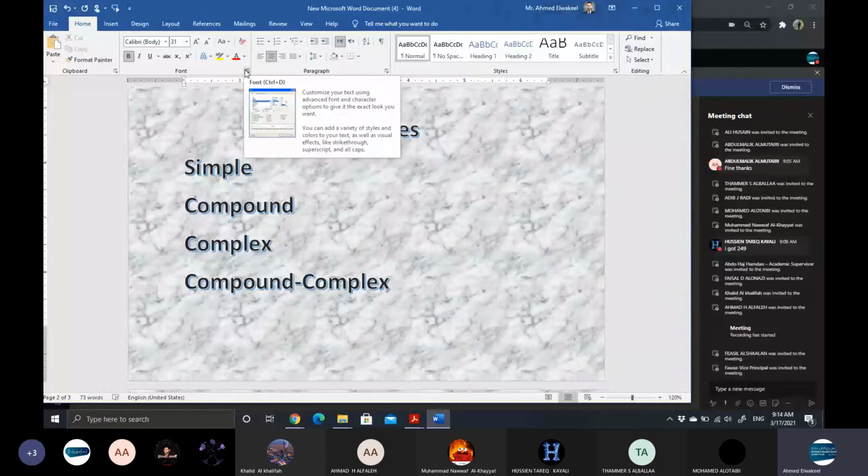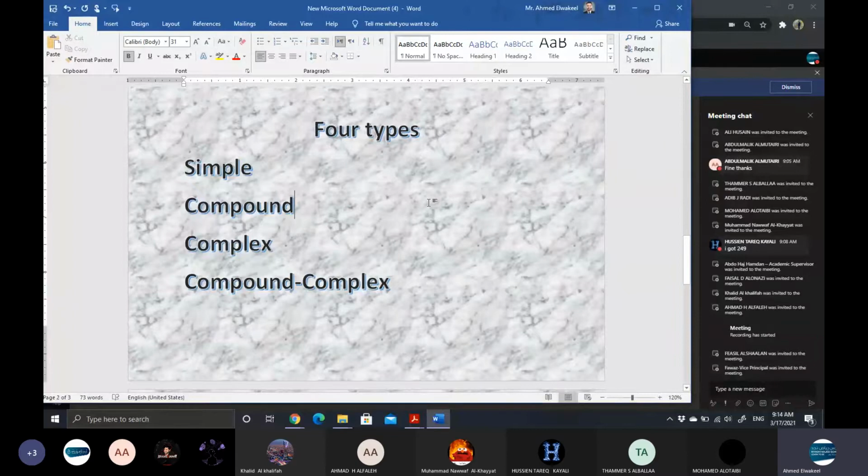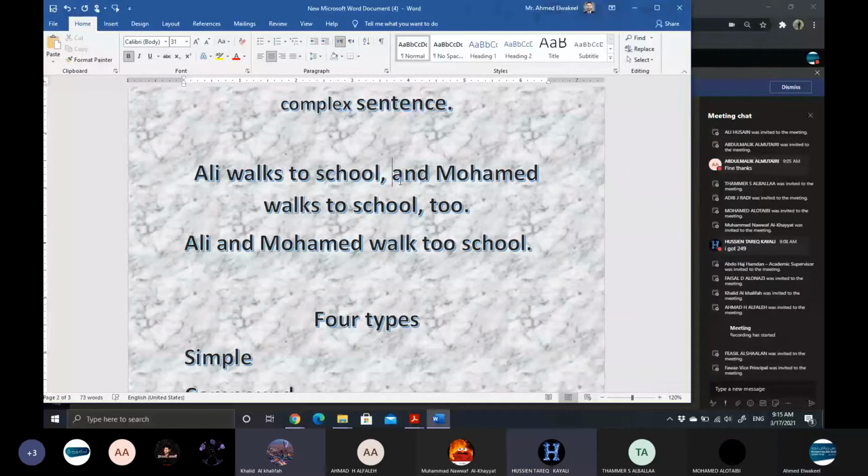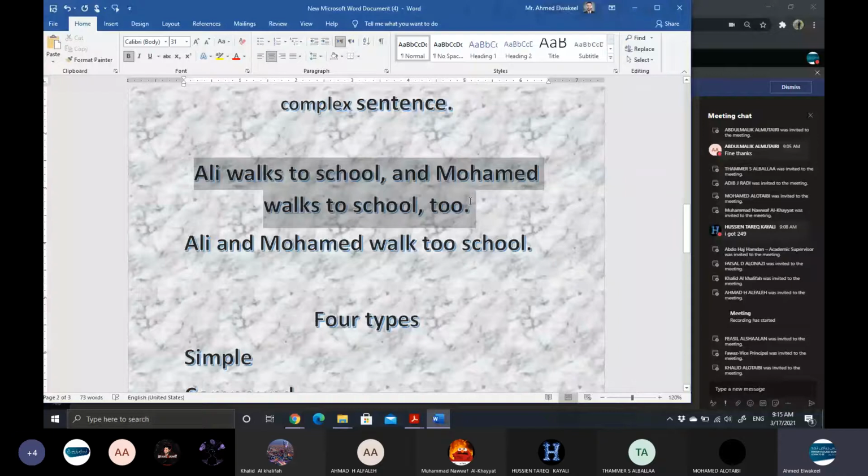What you said, Khalid, is called the sentence function. This sentence in front of us, for example: Ali walks to school and Muhammad walks to school too. The function here of this sentence is declarative because it declares some information. If I'm asking a question, it will be different.